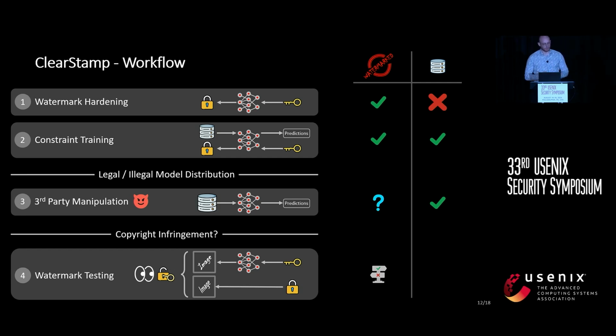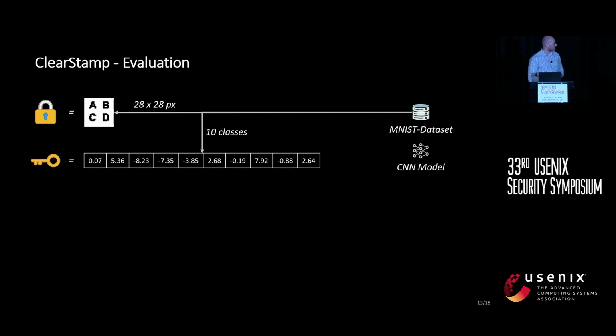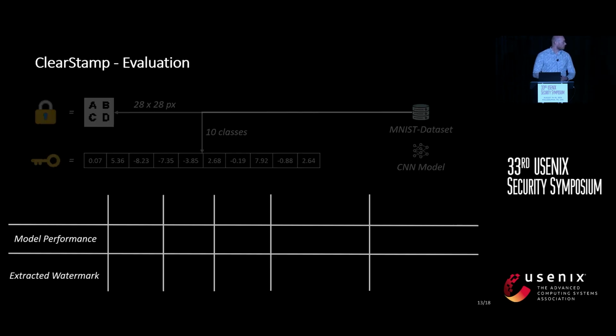After you've seen the workflow of ClearStamp, I will now show you some results. I will show you the results with the MNIST dataset, since it's easy to understand. This image here is our watermarking image. We decided on an image with ABCD on it. This is the ground truth, and here is a prediction-like vector. Just to visualize it, since we have 10 classes, there are 10 values. When you have an untrained model, you have no accuracy, 10%, it's a naive model, and the extracted watermark looks like noise.